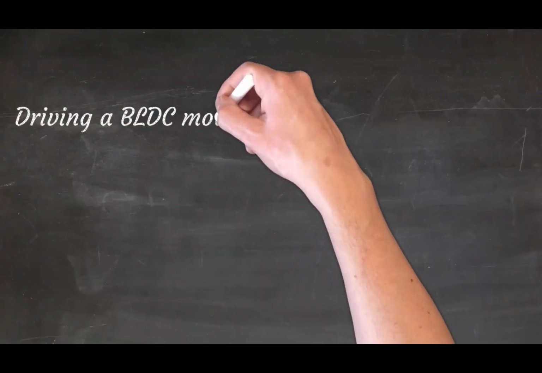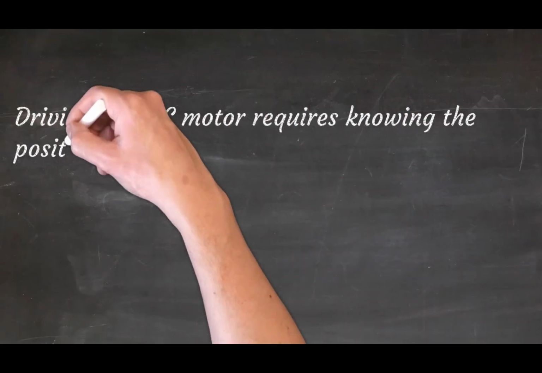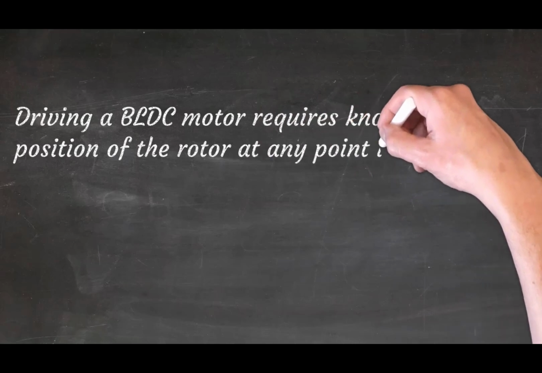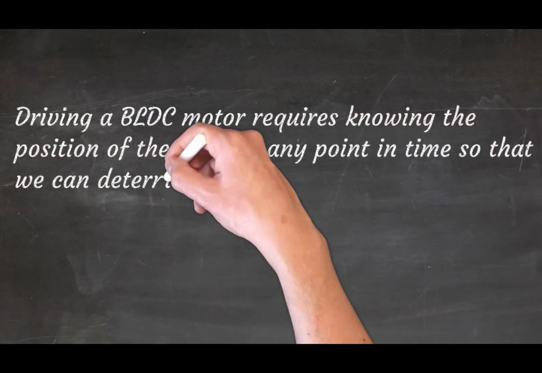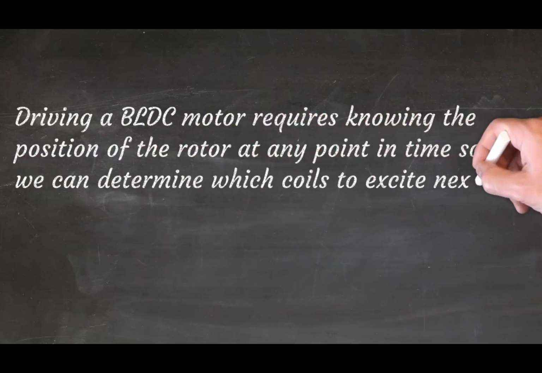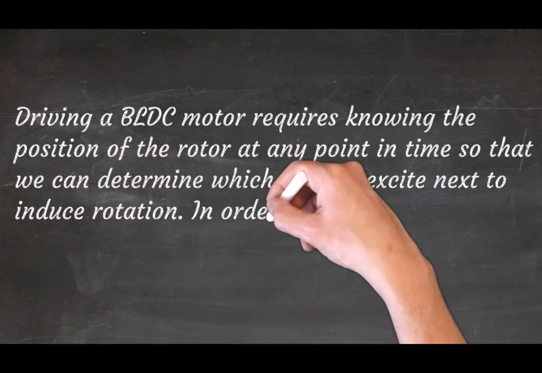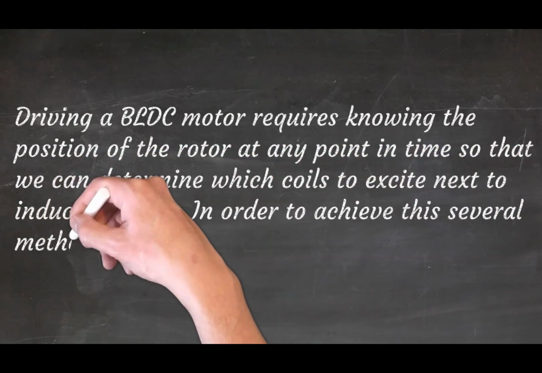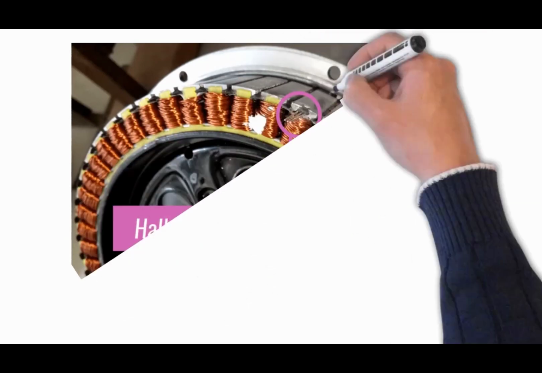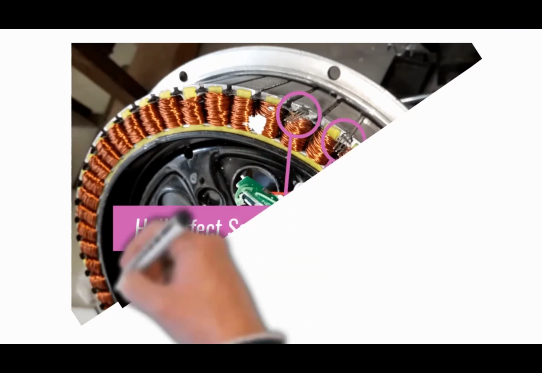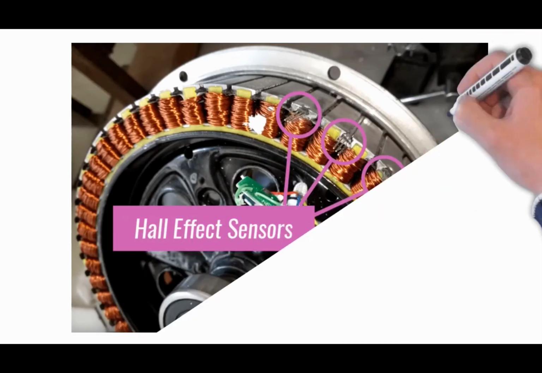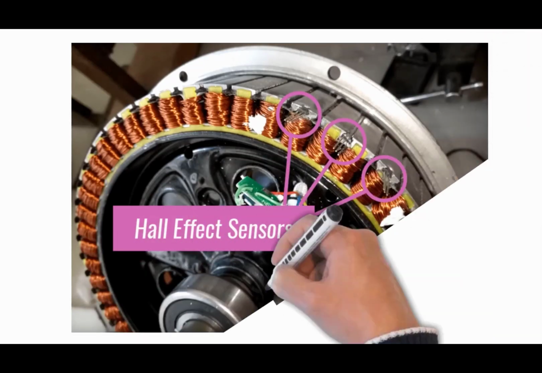Driving a BLDC motor requires knowing the position of the rotor at any point in time so that we can determine which coils to excite next to induce rotation. In order to achieve this, several methods are used. One method used exclusively for high torque, low speed motors is to use Hall effect sensors, which are placed at 120-degree offset. When the north pole of the magnet is aligned with the sensor, it gives a high signal, and in all other cases it gives a low signal.